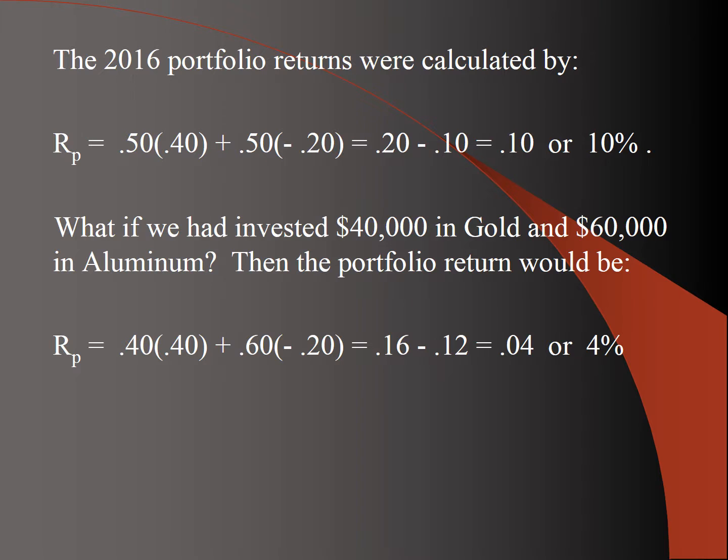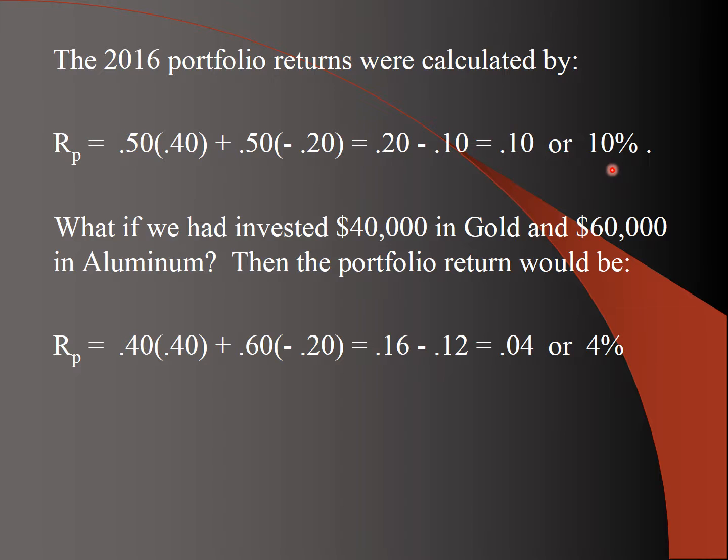So again, to show you how I got the number for the 2016 portfolio returns, remember we said 50% of our money is going into gold, and in 2016 it had a 40% return, and 50% of our money is going into aluminum, which we said had a negative 20% return in 2016. And so when you do the math, we end up with 0.10, or a 10% portfolio return.